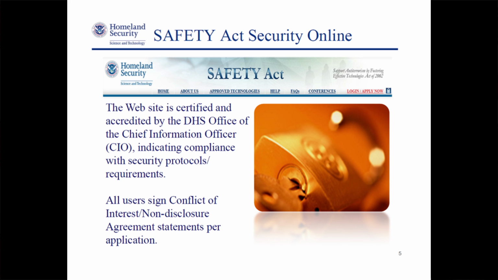Before we get started, I'd like to point out that part of the Safety Act's success is dependent on the trust that you, private companies, are able to put in our organization. We ask that you supply us with detailed technical and financial information as part of your submission. Rest assured, if you have any worries, that OSAI takes very seriously the strict maintaining of information security. The Safety Act website is DHS CIO certified and accredited. All users of the system sign conflict of interest and non-disclosure statements for each application.